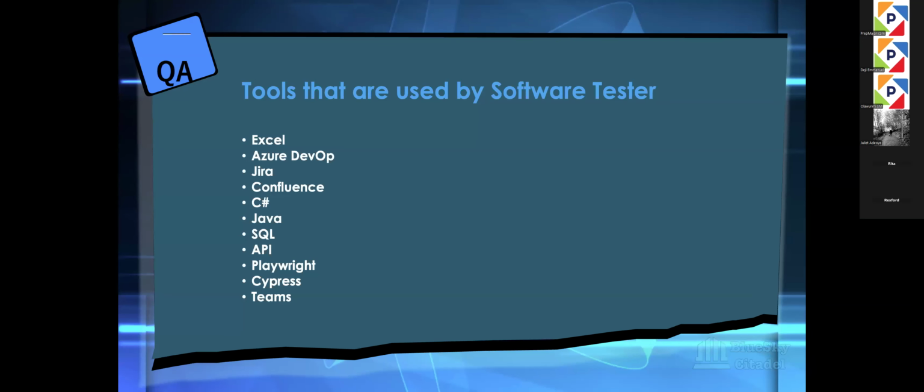So quickly, tools that are used by software testers. So we have Excel, which we'll be looking into tonight, and Azure DevOps. BlueSky uses Azure DevOps, which is one of the most expensive and the most effective of all the management tools. You also have Jira, Confluence, and then C# and Java. These are used for your automation testing. You also have SQL, which is another kind of testing, API, as well as Playwright, Cypress, and Teams for communication.